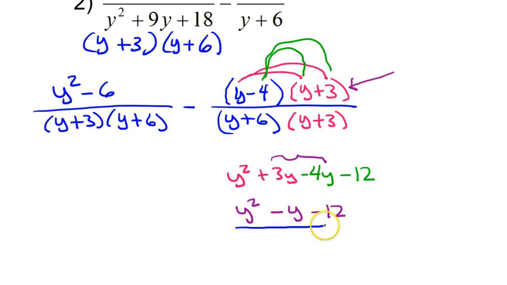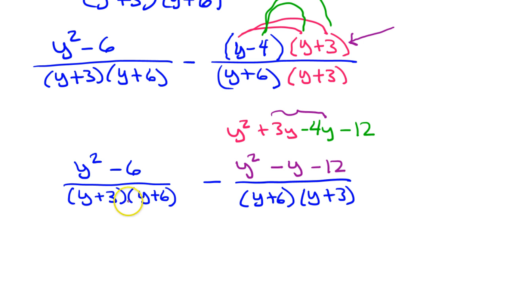So I'm just going to recopy the rest of the problem. Alright, so here I've recopied the problem showing what we have so far. Now, we have like denominators. It doesn't matter that here I have the y plus 3 first, here it's second. These denominators are the same. So it's time to put the two fractions together.